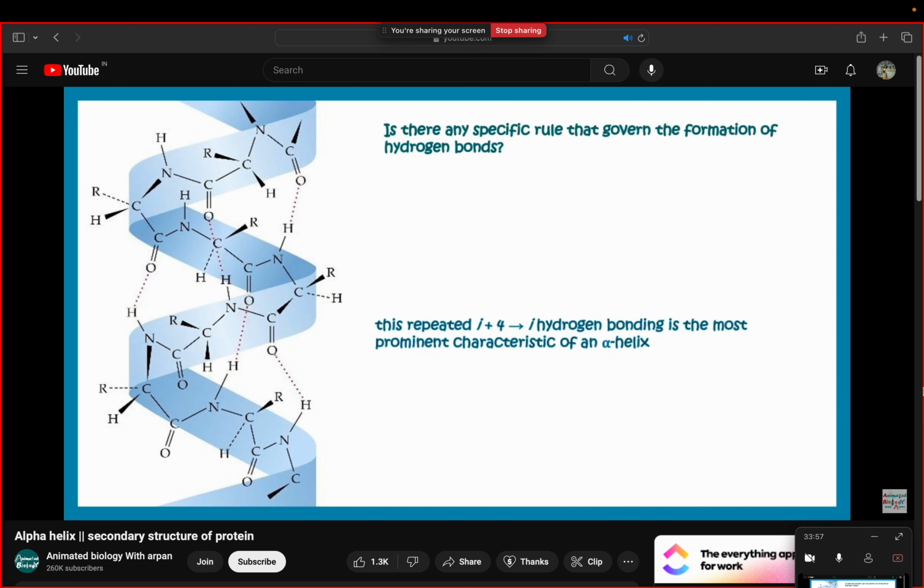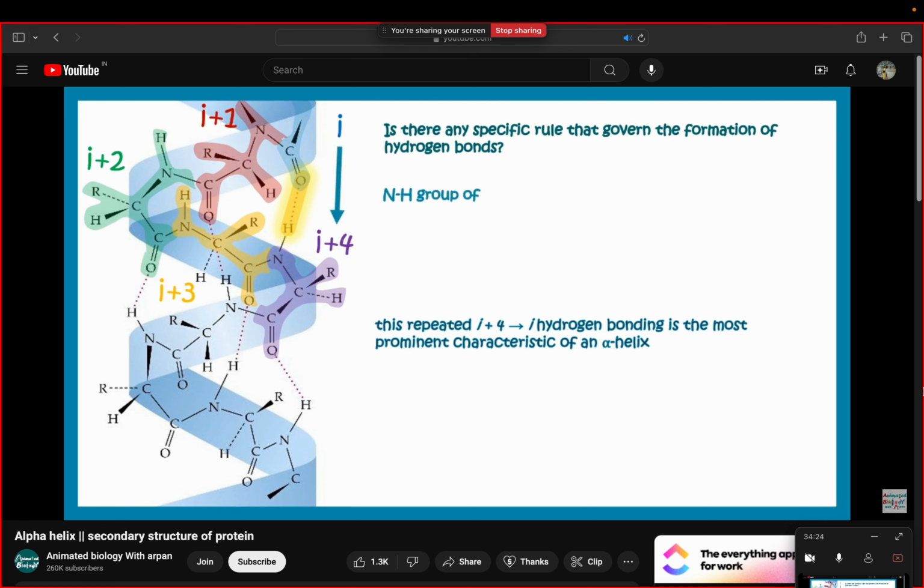Let us understand this rule. There is a rule in hydrogen bonding which is ensuring this helical structure is stabilized. Let's imagine a particular amino acid from the N-terminus, and we name it i. Then the next one would be i plus 1. After that, there would be i plus 2, i plus 3, and i plus 4. It turns out the hydrogen bond would be formed between i and i plus 4 amino acid. So the carboxyl group of i and the NH group of the i plus 4 amino acid would form a hydrogen bond with each other. Irrespective of the position, this rule is valid throughout the helix.